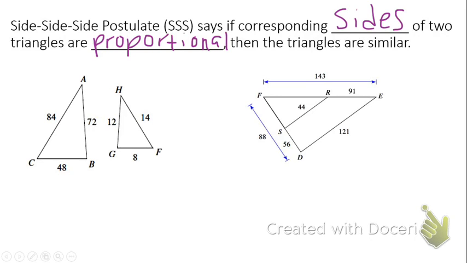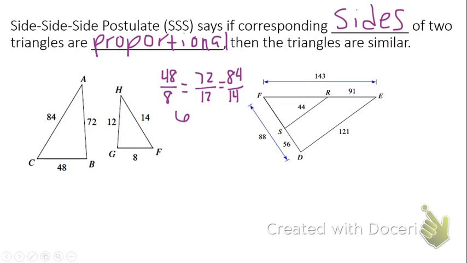So we can match 48 and 8. We want to know, does that equal 72 over 12? And then does that equal 84 over 14? And again, to determine that, you just type them all in your calculator. And hopefully you see that all of them equal 6. So then they are similar.